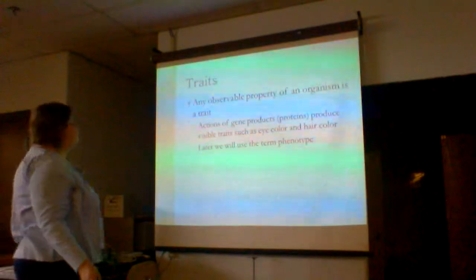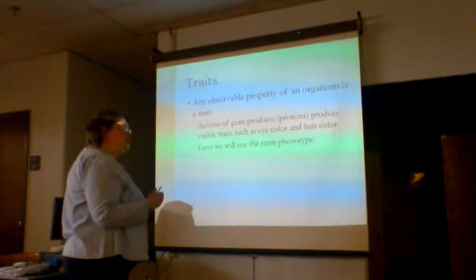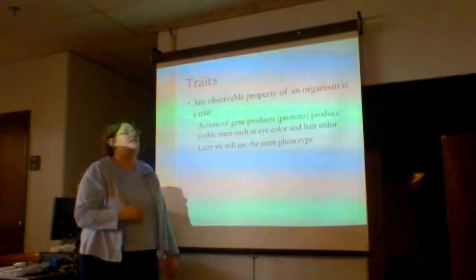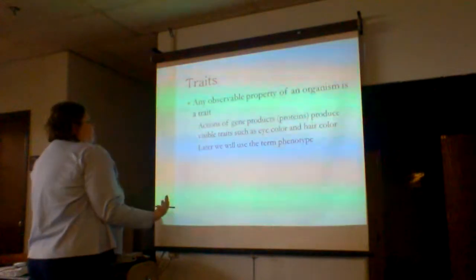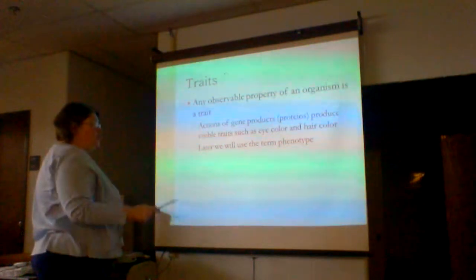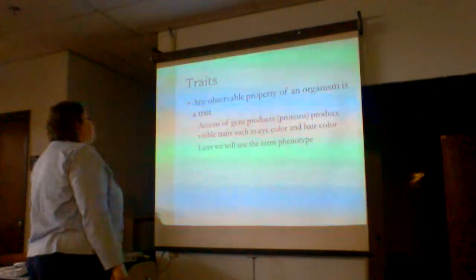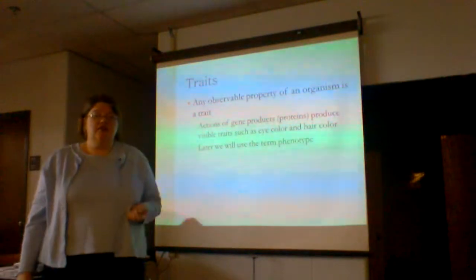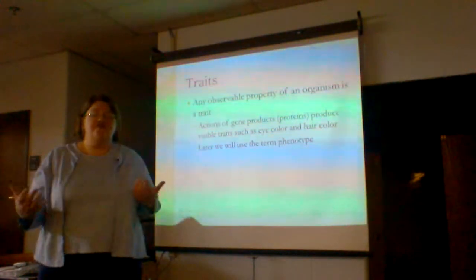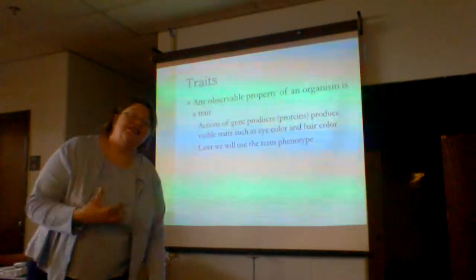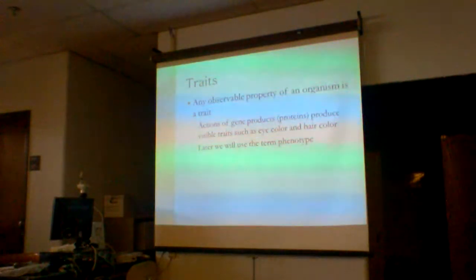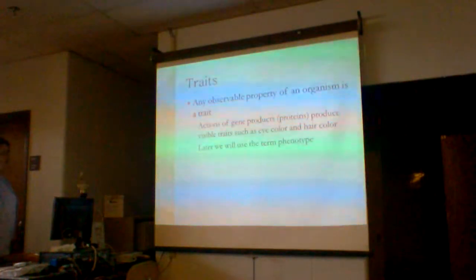What is a trait? A trait is anything that you can observe, any observable property about an organism, some sort of physical property about that organism. We're going to use the term phenotype. Actions of gene products, proteins, gene products are usually proteins, produce visible traits such as hair color or eye color. They produce the structure of cells. They produce the structure of muscles and bones. They produce the things that the cells secrete. So we'll use the term phenotype as we talk about the traits or gene products.